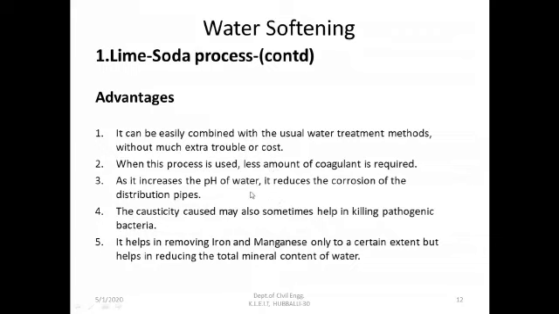That is, the hardness can be taken care of by adding lime and soda while the water is being treated for turbidity. Also, when this process is used, a smaller amount of coagulant is required. If sedimentation is done using coagulation, then the amount of coagulant to be added will be reduced. And as it increases the pH of water, it reduces the corrosion of the distribution pipes. This is also one of the advantages.